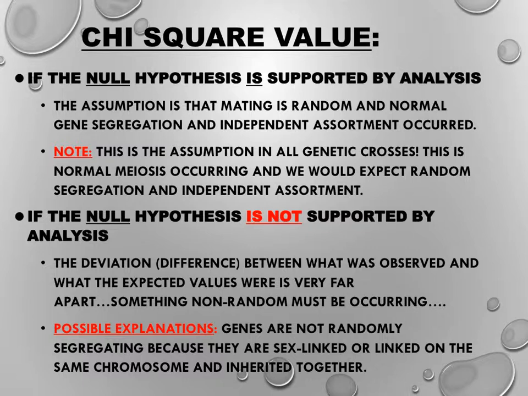If your null hypothesis is supported by your chi-square analysis, you are just making the assumption that what you're seeing is because of randomness. So if we're talking about corn or fruit flies or people or animals or whatever, we're going to assume that the reason we see the phenotype that we see is because the mating process is random and genes segregate and assort independently, which just means that if you think back to meiosis, where we talked about chromosomes moving apart in anaphase, for example, that is a random process.